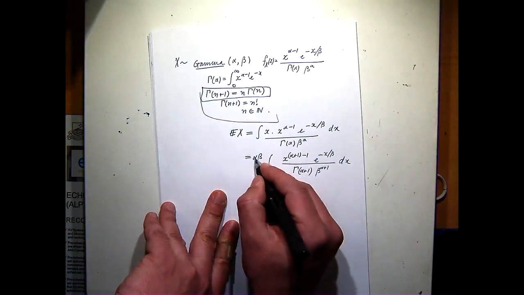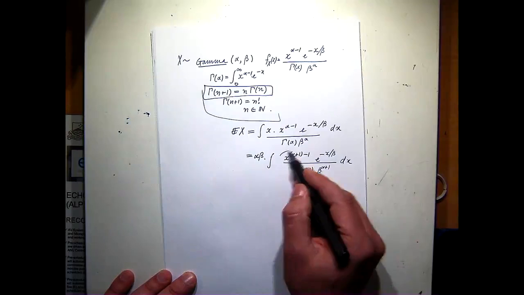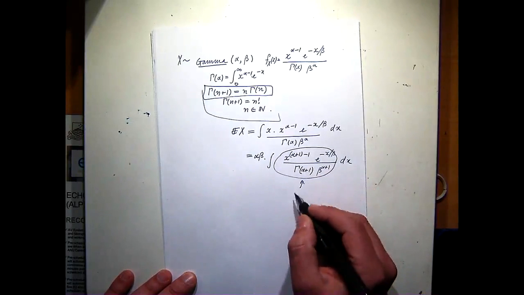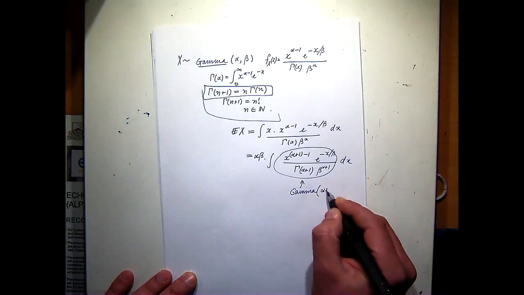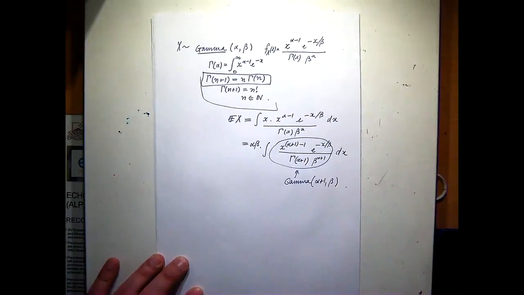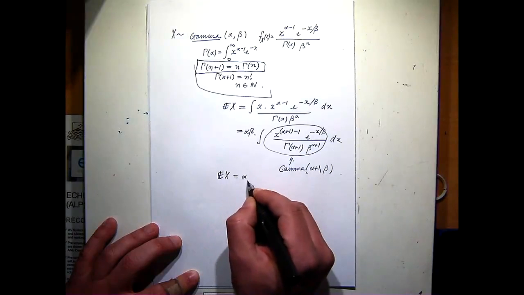I should have an extra alpha on the numerator to cancel that out. So it's alpha beta times this. And in case anyone missed it, that is the density of gamma(alpha plus 1, beta). So it can save you some effort to do that. So the expected value of X is equal to alpha beta.